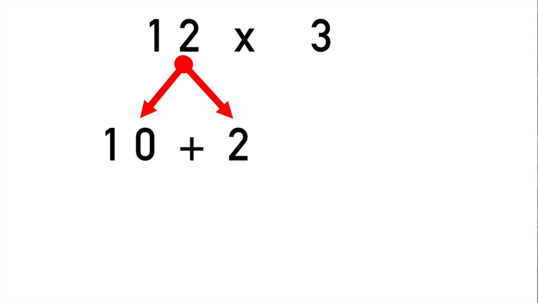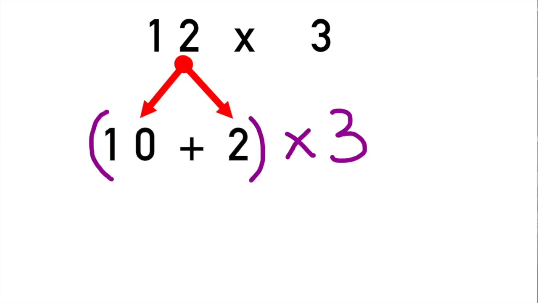The next step is to show that 10 plus 2 is the number 12. So we're going to put parentheses around 10 plus 2, and then you're going to multiply that times 3. That's the first step in the distributive property. Now we're going to actually work on distributing the 3 to each one of those numbers. We're going to distribute the 3 times 10, 3 times 2. And I'll show you what that looks like, and you're going to copy this.